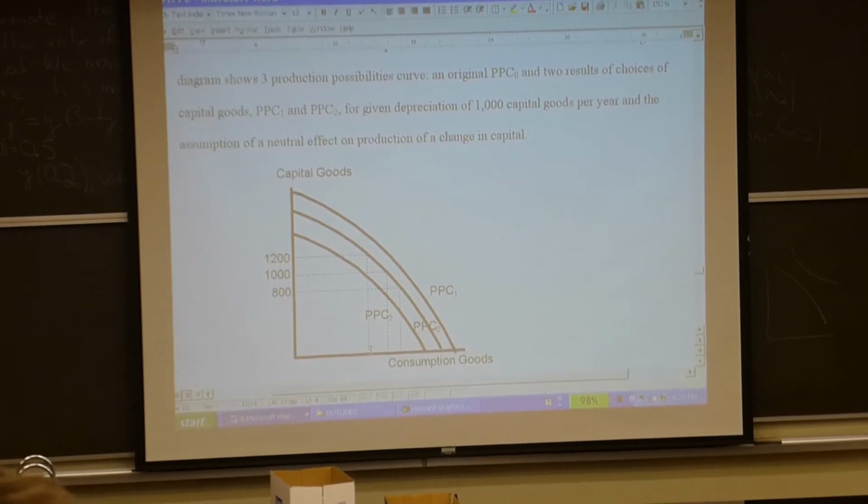What is net investment? Okay, what is gross investment? 1,200. What is depreciation? 1,000. What is net investment? 200. What is the new capital stock? 10,200.